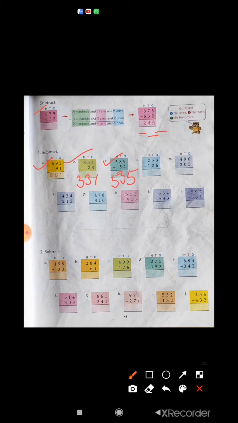The question is 258 minus 126. First we subtract the ones. 8 minus 6 is 2. Now subtract the tens. 5 minus 2 is 3. Now subtract the hundreds. 2 minus 1 is 1. The answer is 132. Now come to E part.